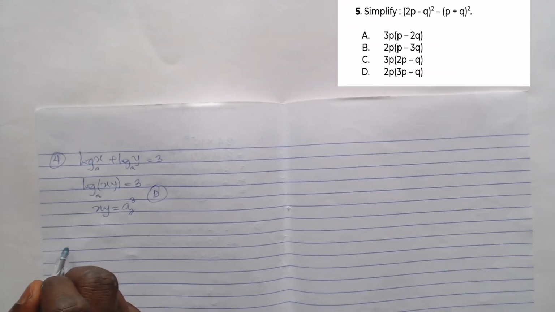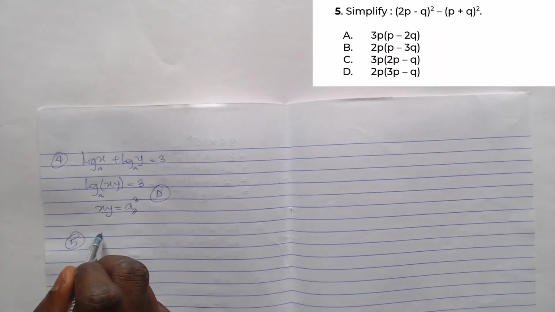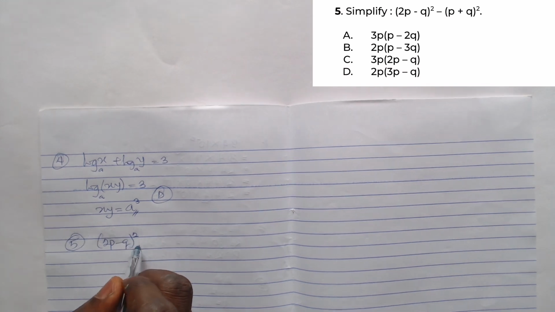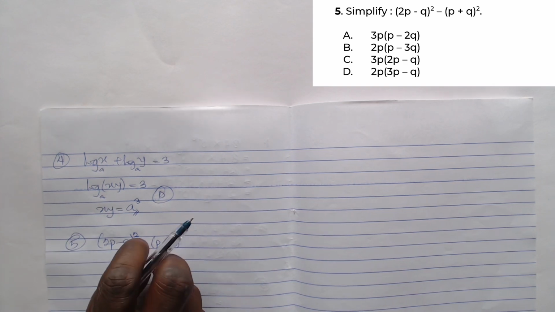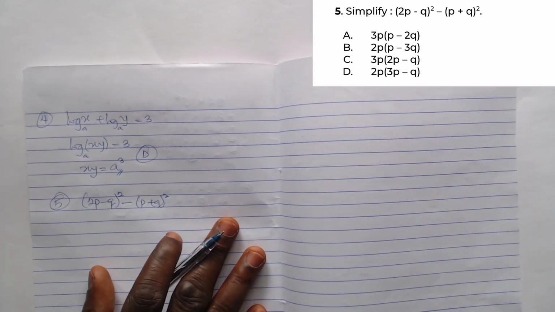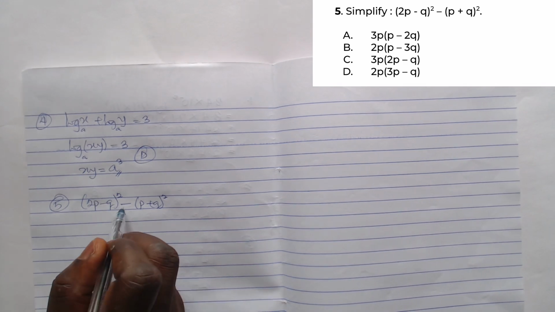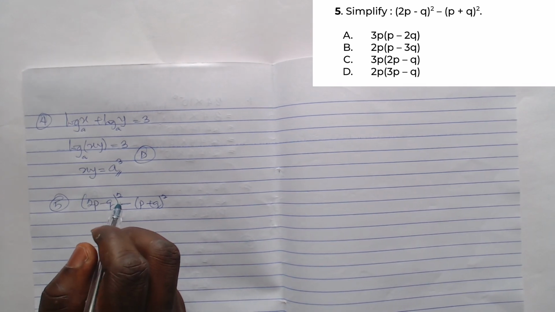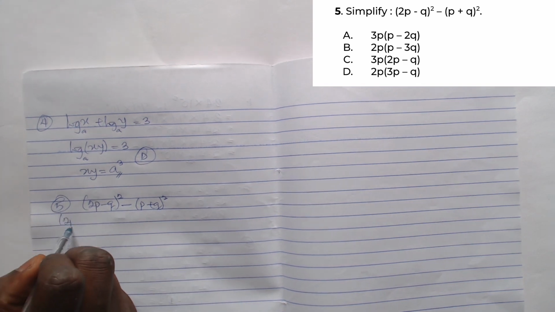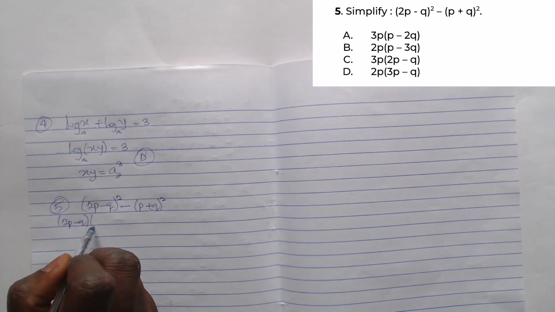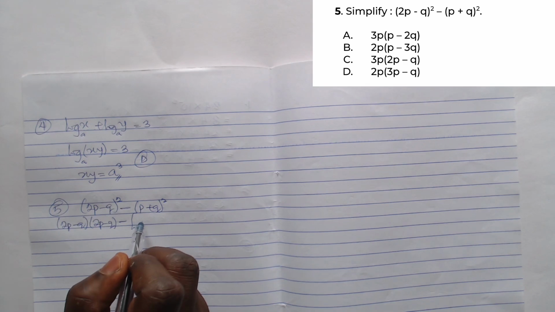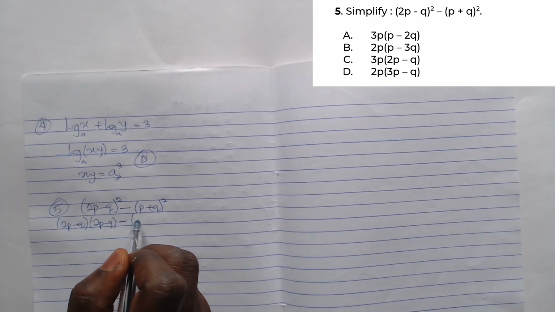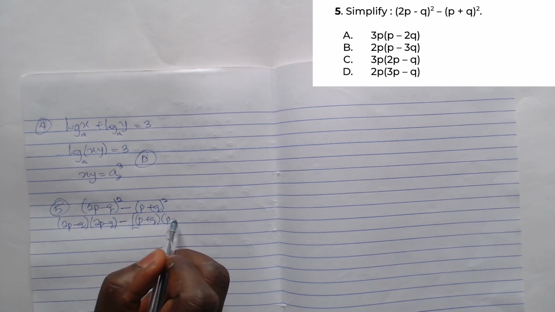Question number 5 is on simplification. You have to simplify 2p minus q squared minus p plus q squared. This is on simplification. Very simple and straightforward. You have to just be very careful because this sign is very dangerous, this negative sign. So let us expand this. Remember that 2p minus q squared is the same thing as 2p minus q times 2p minus q minus, let us put a larger bracket here so that we will be careful of this minus sign. And then p plus q squared is the same thing as p plus q multiplied by p plus q.